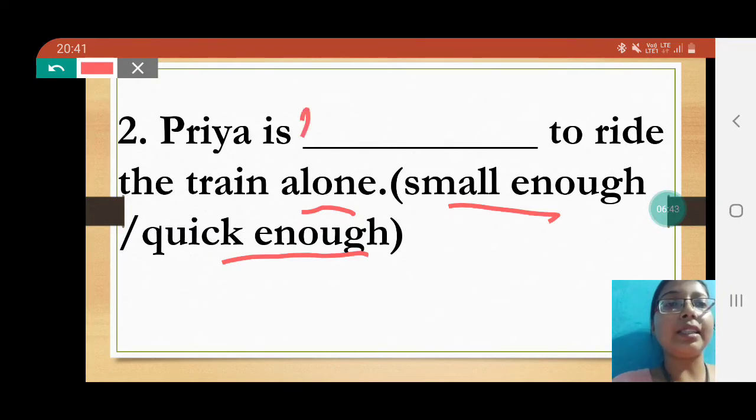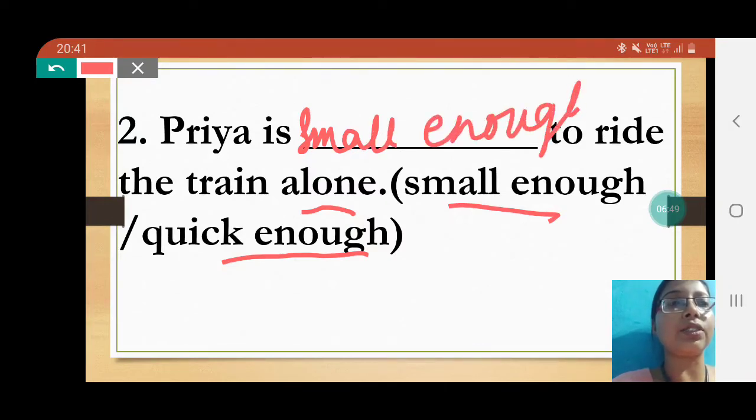So you will write here small, S-M-A-L-L, small, enough, E-N-O-U-G-H, enough. Priya is small enough to ride the train alone. Okay, this will be your answer, students. Okay.